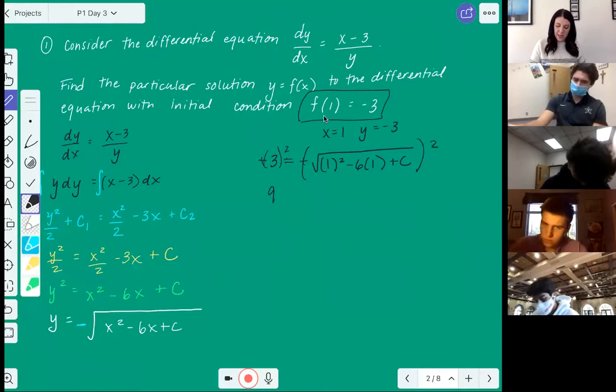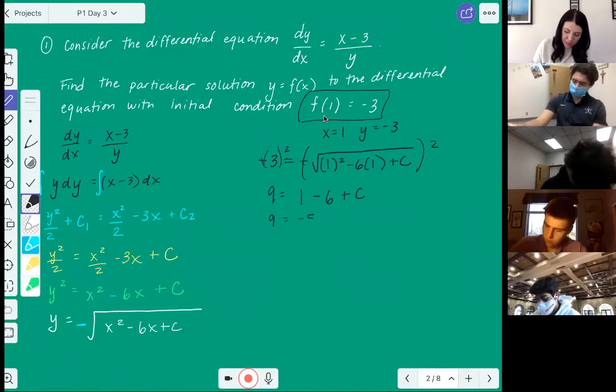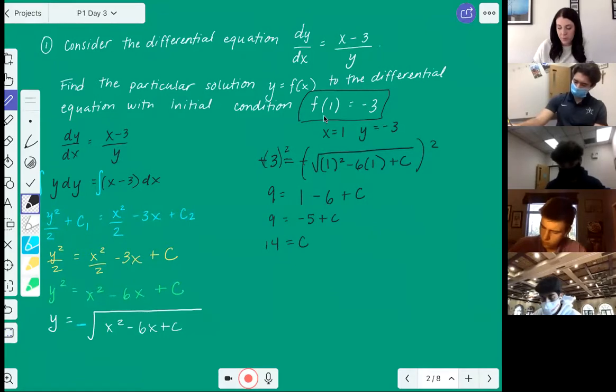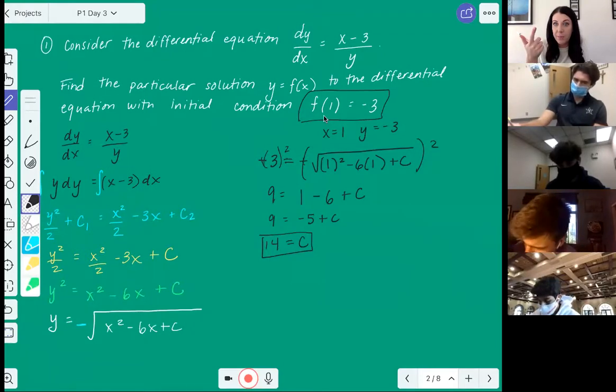So I get 9 is equal to 1 minus 6 plus c. So 9 is equal to -5 plus c. We're going to add 5 to both sides and we get c is equal to 14. Okay, so this gives me c equals 14. That's another point. So plugging in your initial conditions, solving for c, that's its own point.